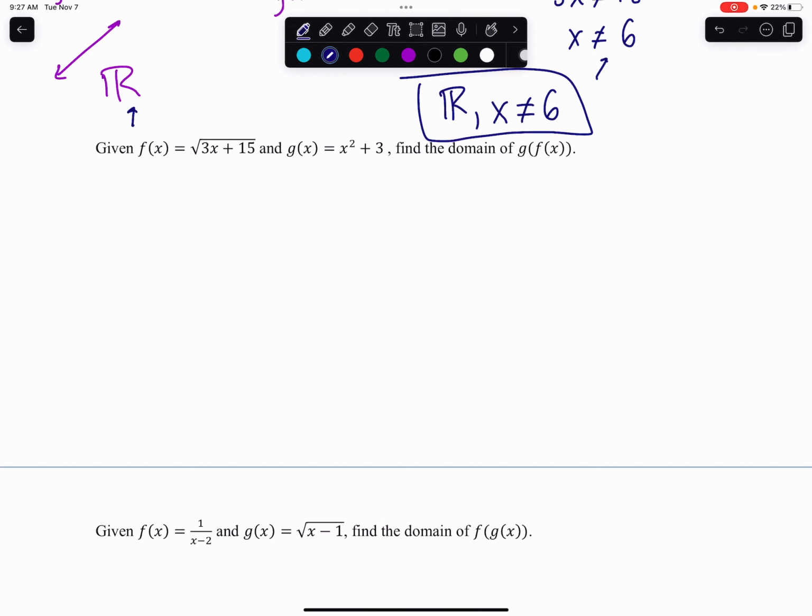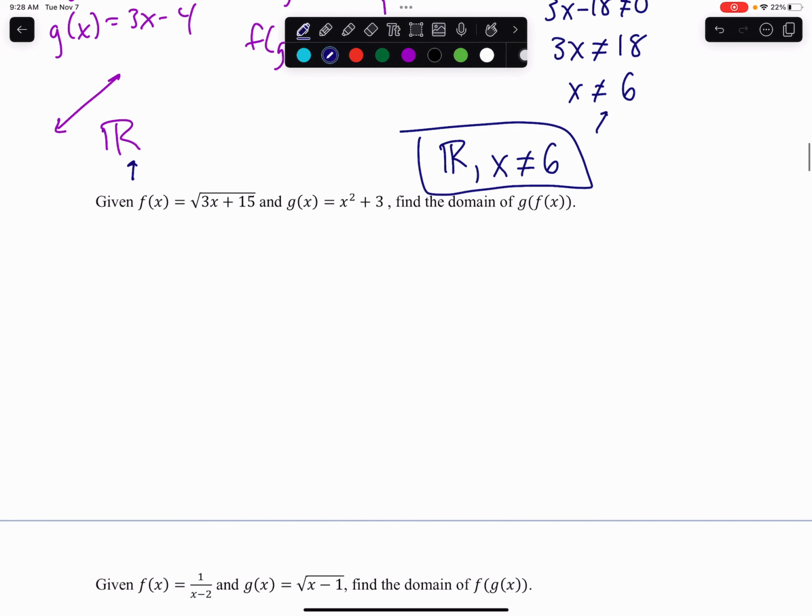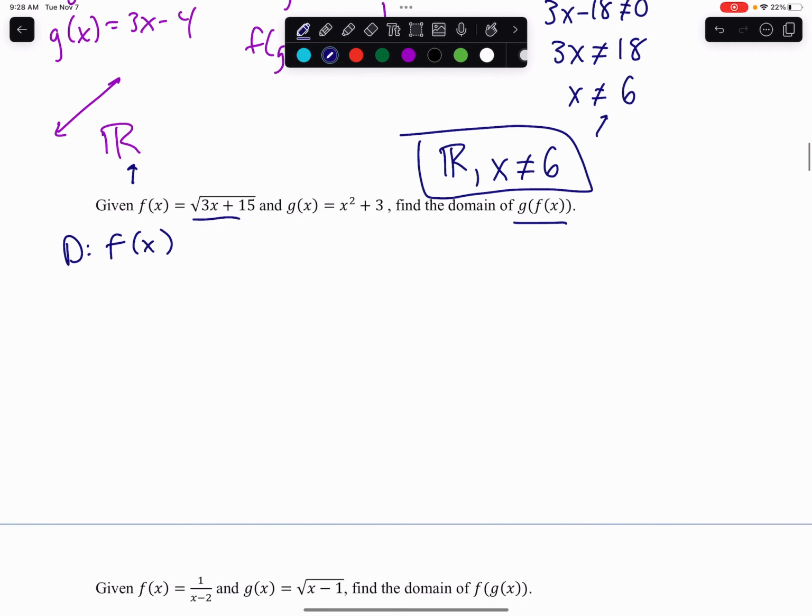So for the last one on this page, we are looking for g of f of x. So what domain do we have to look for first? Well, the one we're plugging in is f of x. So we have to look for the domain of f of x first. So looking at f of x, that is the square root of 3x plus 15.